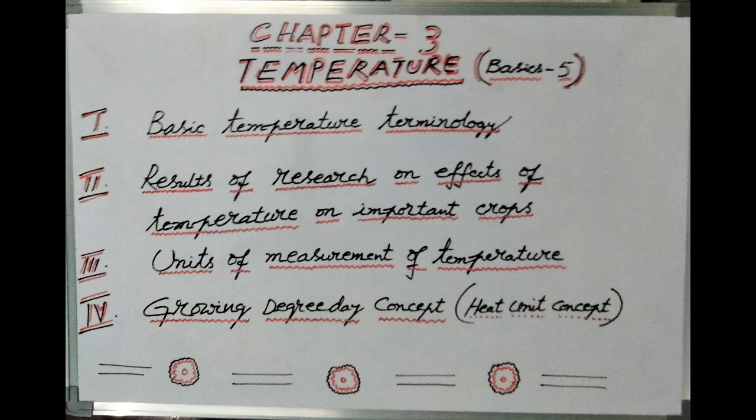Now, the second part of today's lecture is results of research on effect of temperature on important crops. In the previous chapter 2, we discussed the results of research on effect of solar radiation on important crops. Same crops, just we try to understand. Same rice, same sugarcane, same groundnut, same cotton. Now, the temperature regime generally influences not only growth but also the growth pattern of crops.